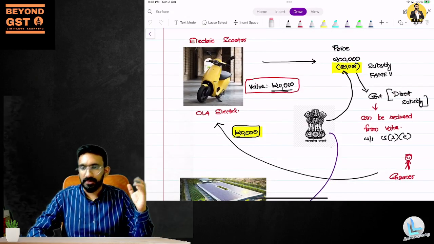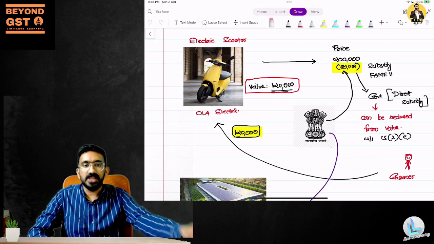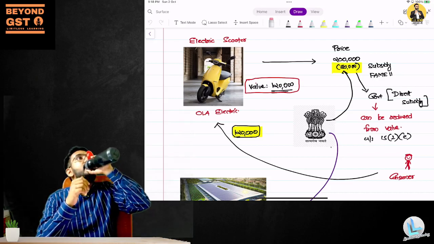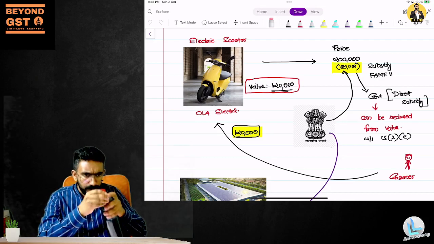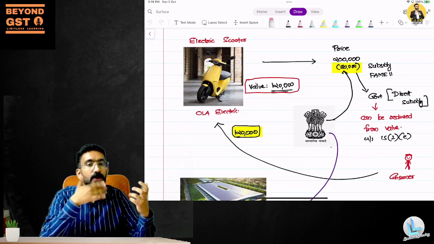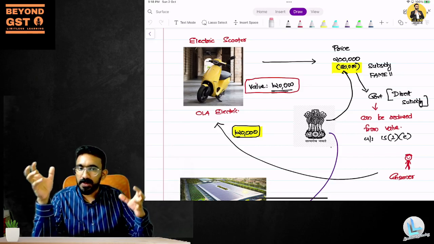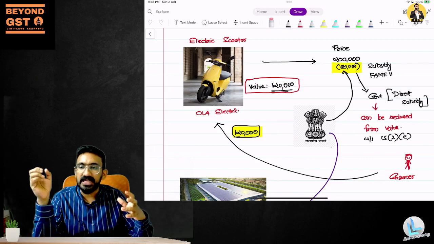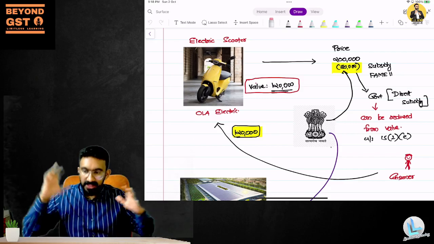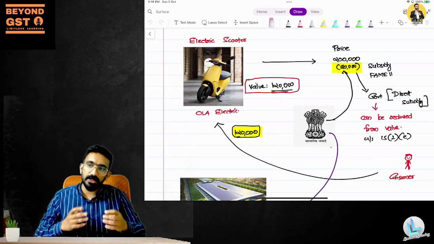Say Ola electric scooter. When Ola manufactures an electric scooter, the price of this electric scooter is 2 lakh rupees. Government has a subsidy scheme for electric scooters. They call it the FAME 2 subsidy. So the government came up and said, everybody who's purchasing an electric scooter gets a subsidy of around 80,000. Now, who's paying this 80,000? Is Ola going to get only 1,20,000? No, Ola is going to get the entire 2 lakh.